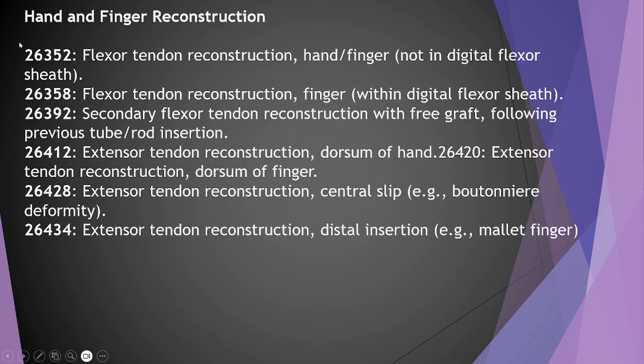So these are the CPT codes in hand and finger reconstruction: 26350, flexor tendon reconstruction, hand, finger, not in the distal flexor; 26358, flexor tendon reconstruction in the finger region, and secondary flexor tendon reconstruction with free graft using a rod insertion or previous tube; 26412 for the dorsum of the hand; and 26420, extensor tendon reconstruction, dorsum of the finger; extensor tendon reconstruction, central slip, or we can say the Boutonniere deformity; and 26434, that is distal insertion of the mallet finger.